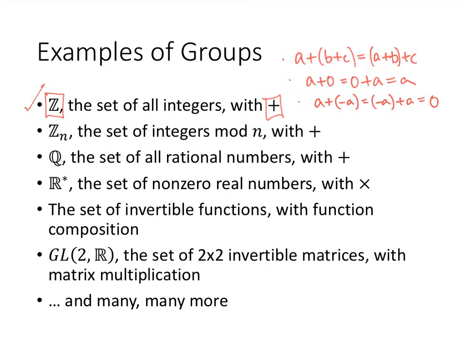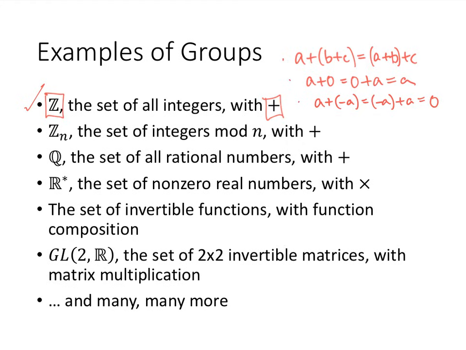So I'm not going to go through and check all the properties for all of these examples, but that's the idea. That's what you would have to do to verify that these things really are groups. So just going down the line here, the next example is the set of integers mod n. So again, if you're familiar with modular arithmetic, which you should be if you're watching this video, the set of all integers mod n with addition of congruence classes makes this a group.